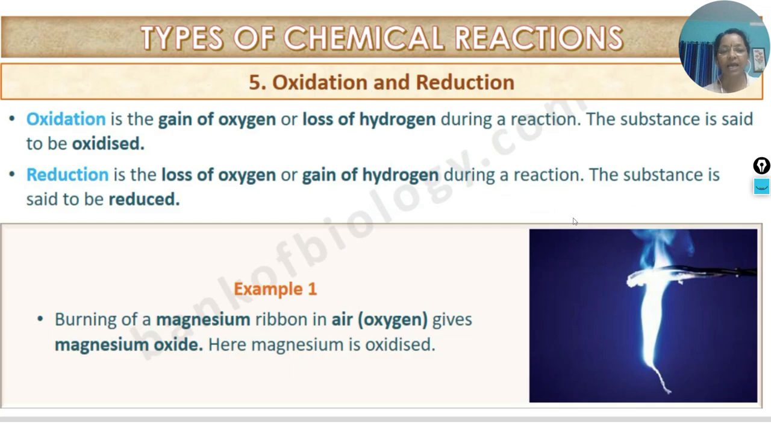Now the last category is oxidation and reduction reactions. The definition is given here. Oxidation is the gain of oxygen or loss of hydrogen. And reduction is the opposite of oxidation, where a gain of oxygen changes into loss of oxygen, and loss of hydrogen changes into gain of hydrogen. So oxidation is gain of oxygen or loss of hydrogen.